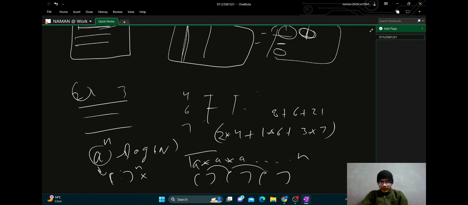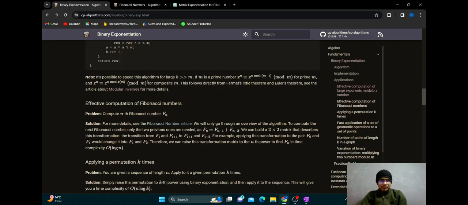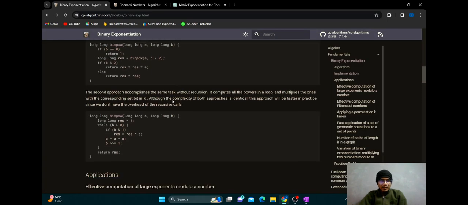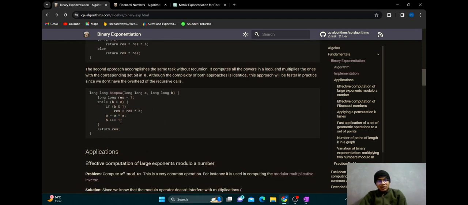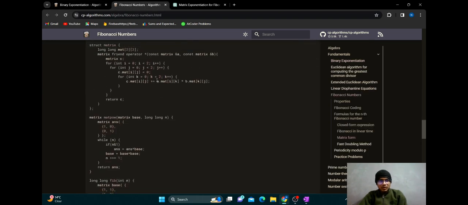So the binary exponentiation code was like this: we will do res equal to res into a, and a equal to a into a, as we have seen. Here, instead of this result it will be a matrix result, and here it will be the matrix itself. Let's see its code.